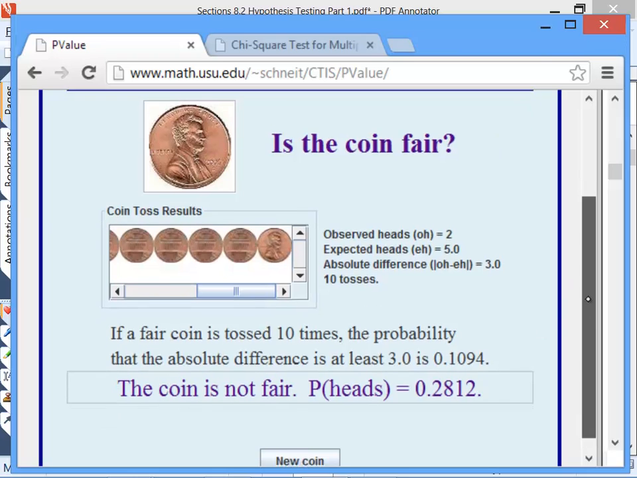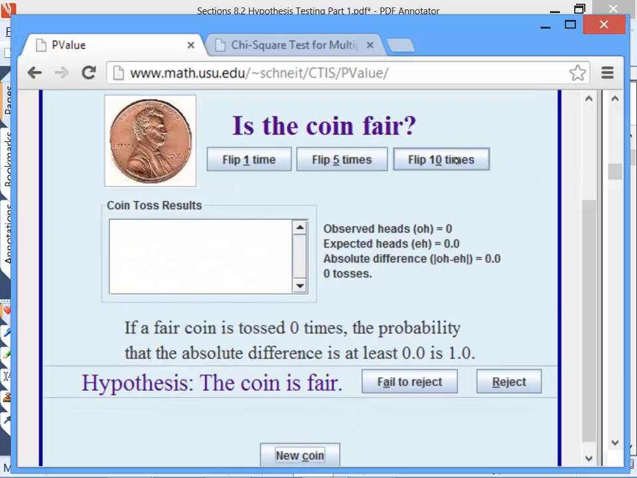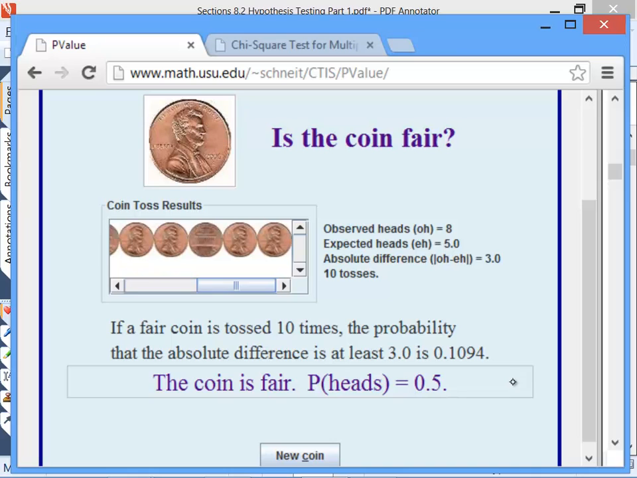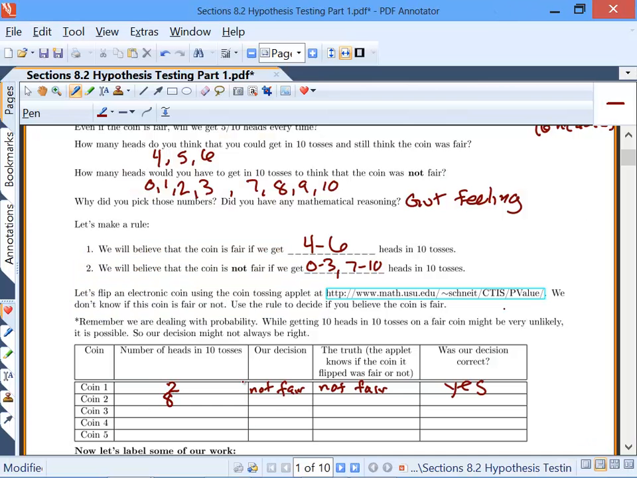Let's get a new coin and flip it 10 times. This time we got 8 heads. According to our rule, what are we going to decide? Not fair. Let's check it. So we think the coin is not fair, so we will reject that hypothesis. And in fact, that coin was fair. So with 8 heads, our decision is not fair, the truth is that it actually was fair, so were we correct? No.